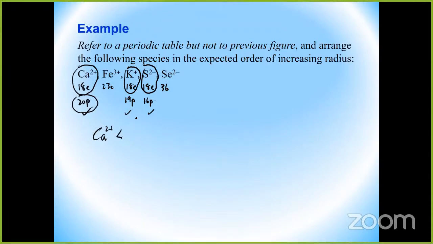What would be the next element in line? Potassium. And then the next element would be sulfide, or the next ion, I should say. All right, so at least we took care of those three, all right?